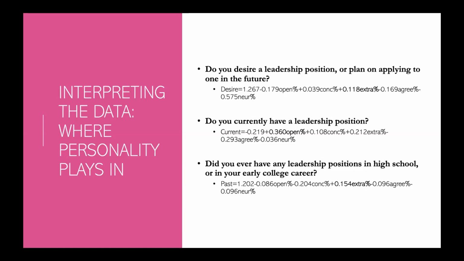Whether or not someone currently holds a leadership position was most predicted by openness, which also makes sense because if you're going to take on a leadership position, that can be very mentally and physically taxing in a lot of ways. So you're going to have to be open to new experiences, and also extroversion and agreeableness were close seconds in effects. So that also makes sense that you would have to be willing to be agreeable and extroverted as well.